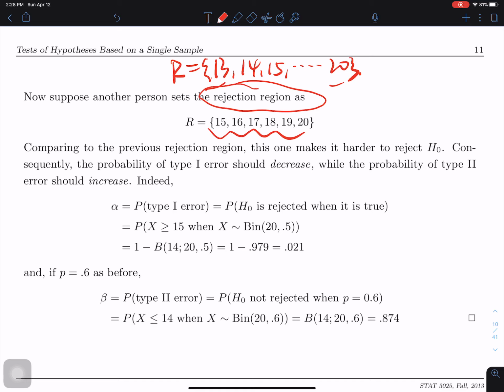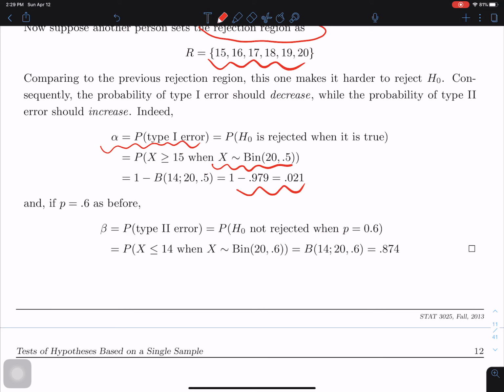That is to say, again, following the procedures above, alpha is the probability of type 1 error, where type 1 error is to reject H0 when H0 is true. And when H0 is true, it means X follows a binomial distribution with parameters 20 and 0.5. And to reject it, it means that X should be greater or equal to 15 based on the new rejection region. Now, this gives us a probability of 0.221. So my type 1 error is very, very small. When my H0 is true, it is very rare that my test statistic will reject it.